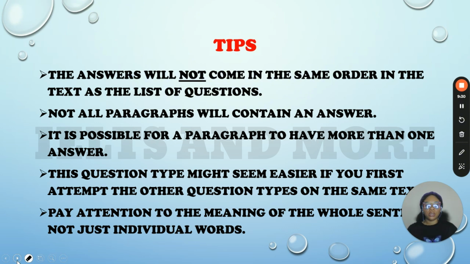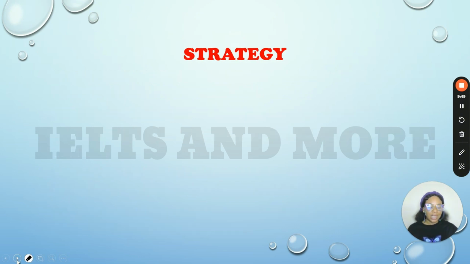It's not just all about matching keywords. So don't pay attention to only individual words in the sentences. Pay attention to the complete meaning of the sentence. Okay? So keep that in mind. All right. Now let's move on to the strategy. How do you actually attempt this question type? So when you open your question paper or your practice material and you realize, oh, this is the first question here, and you're able to identify it as matching information to paragraph, what do you do next?